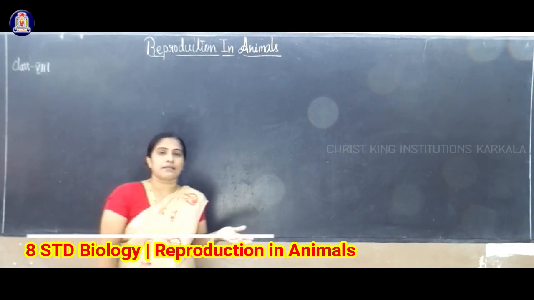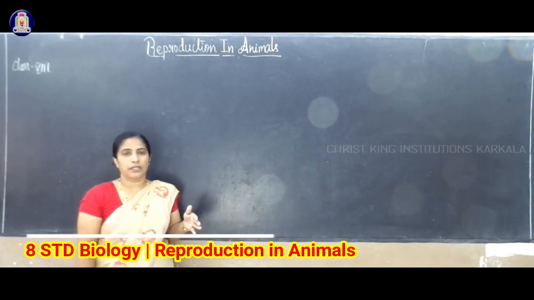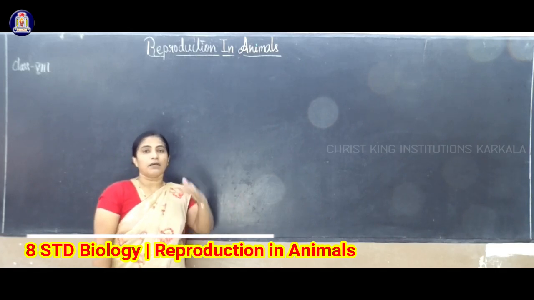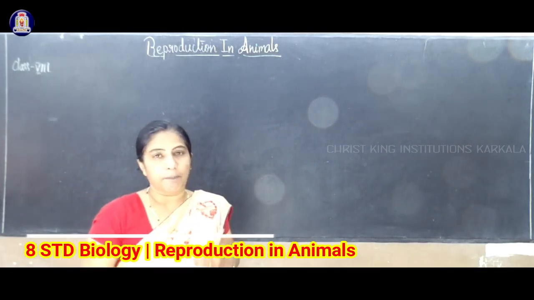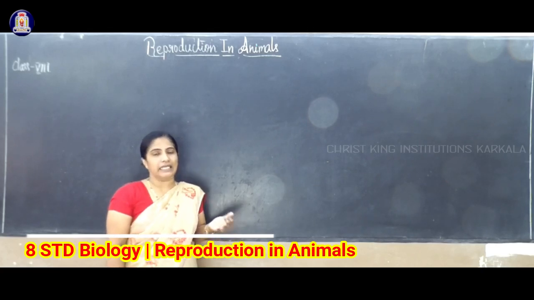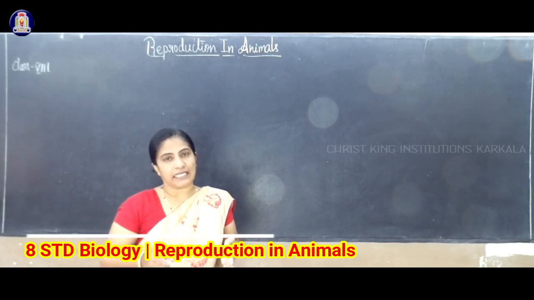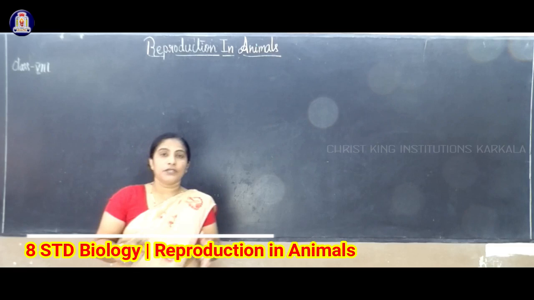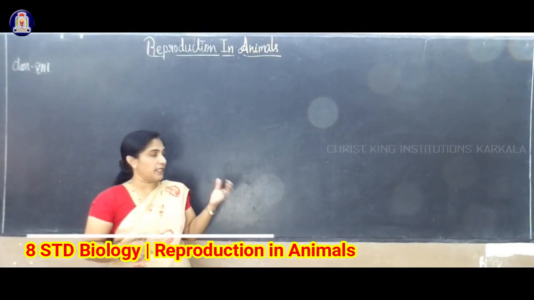In your previous class, you have studied about reproduction in plants. What is reproduction? Reproduction is the process of giving birth to young ones of their own kind. It may be egg laying, like oviparous, or giving birth to young ones of their own kind, that is viviparous. As you studied in your previous class, there are different life processes, for example, nutrition: taking food and utilizing it for different purposes or to get energy.